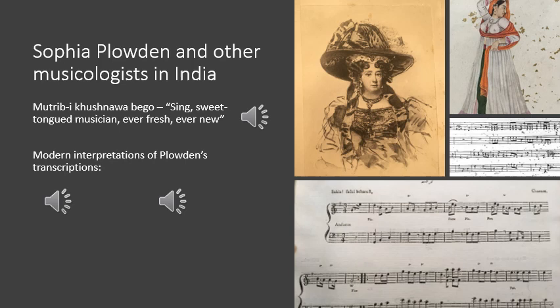heard and how that process of transcription or translation happened, or give you an example of both. But again, these are both modern interpretations of her transcriptions. So the first one is a Plowden transcription of a Hindustani air on European period instruments.